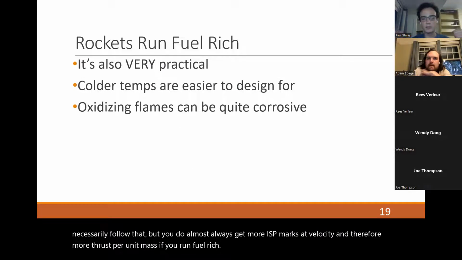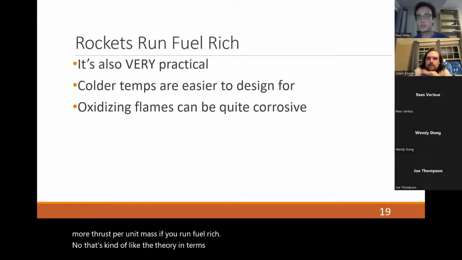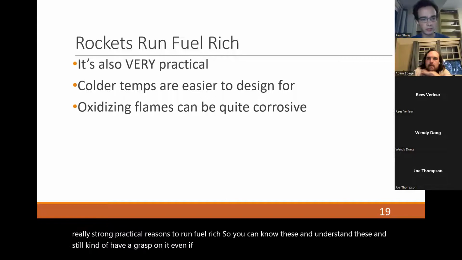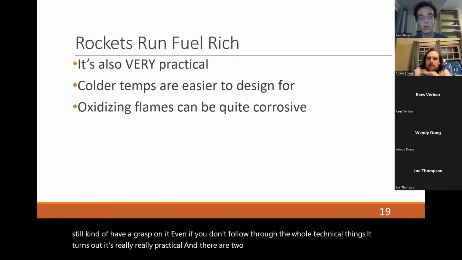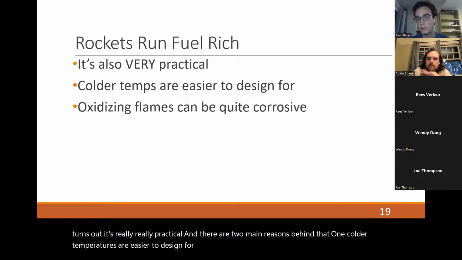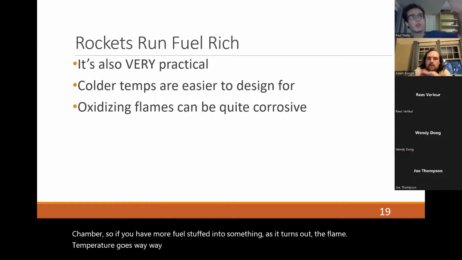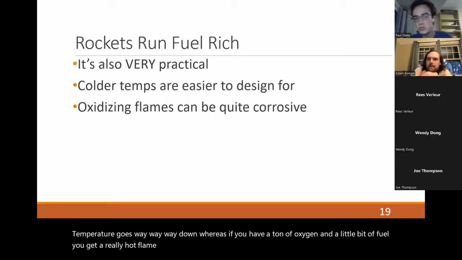Now, that's the theory, in terms of here's a graph, but as it turns out, there are also some really strong practical reasons to run fuel rich. So you can know these and understand these and still have a grasp on it, even if you don't follow through the whole technical things. It turns out it's really, really practical. And there are two main reasons behind that. One, colder temperatures are easier to design for. And I'm talking about the temperature in the chamber. So if you have more fuel stuffed into something, the flame temperature goes way, way down. Whereas if you have a ton of oxygen and a little bit of fuel, you get a really hot flame.